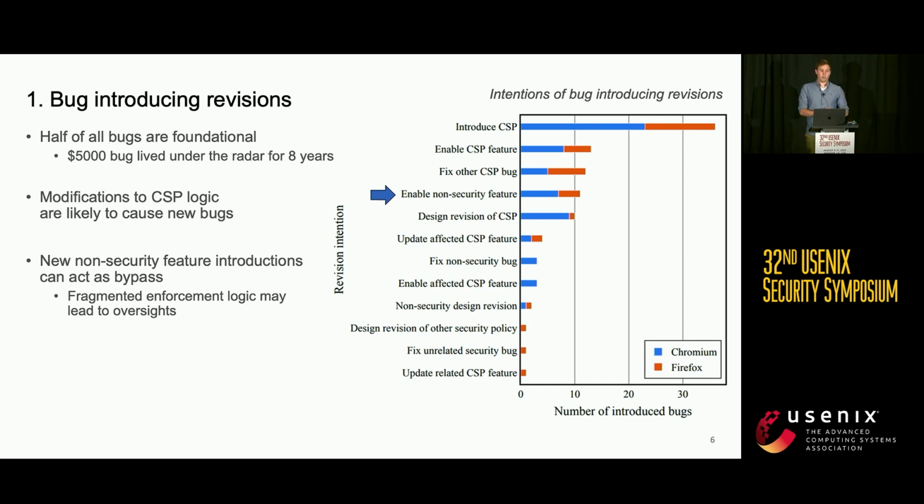even the introduction of non-security features in the browser, for example, new mechanisms, can act as a bypass. By looking at the source code, we saw that some of these cases were introduced by the fragmented enforcement logic, and this might lead to oversights when developers touch this kind of code.